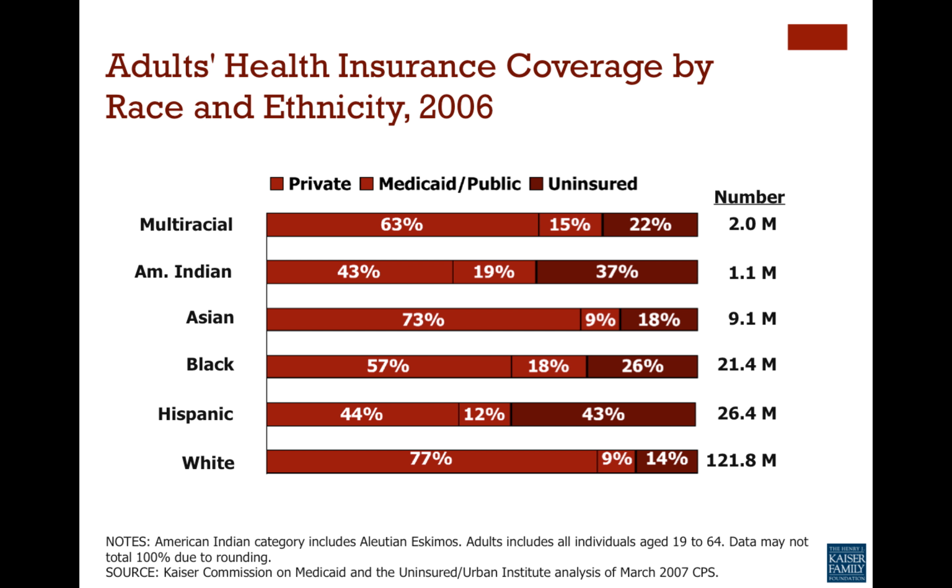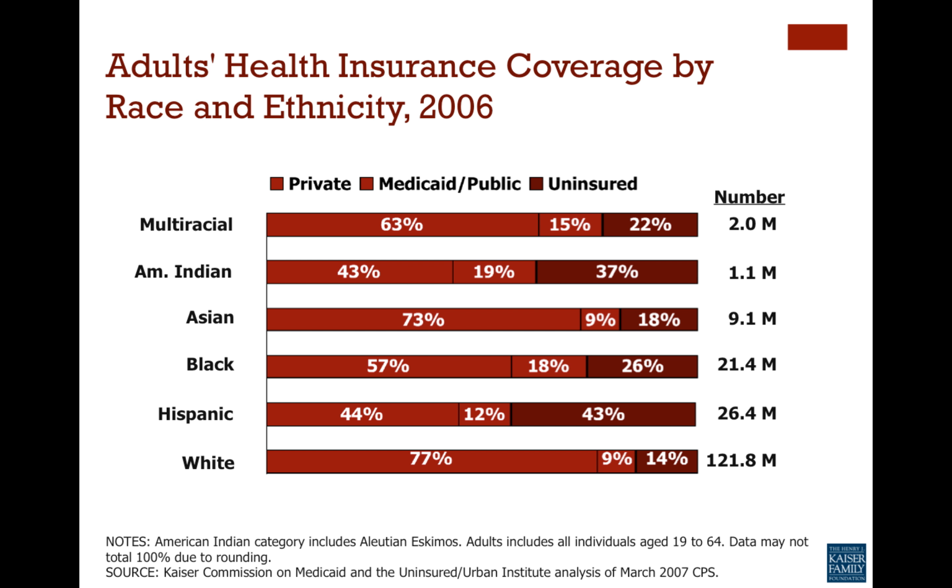This is looking at 2006 and how healthcare coverage has changed. So again, we're looking at the uninsured rate, which is the darkest bar. And so we had uninsured rates ranging from 14% up to 43%. And Medicaid or other public insurance, so Medicaid, Medicare, Veterans, Department of Defense, ranged somewhere between 9% and almost 20%.